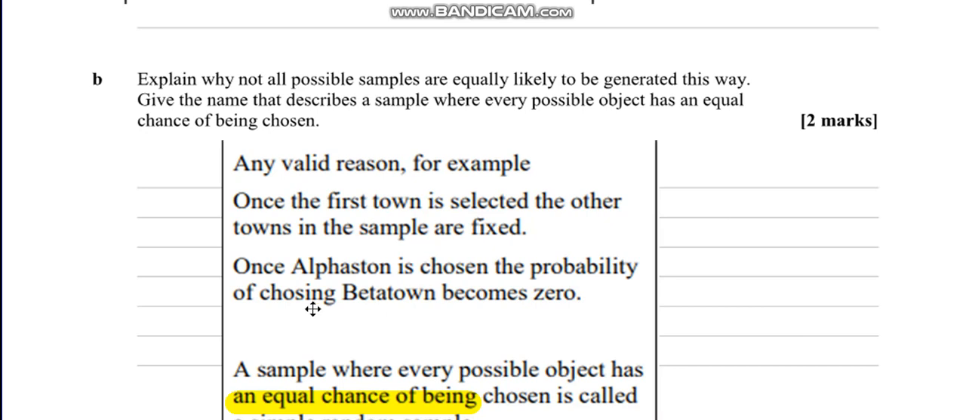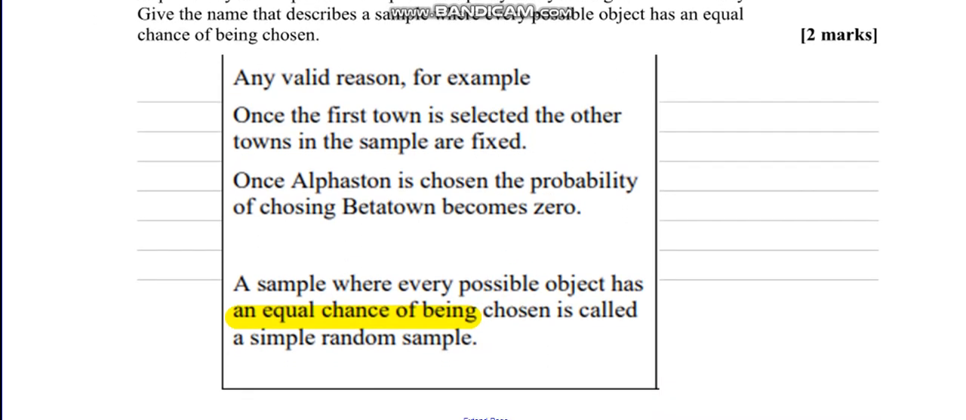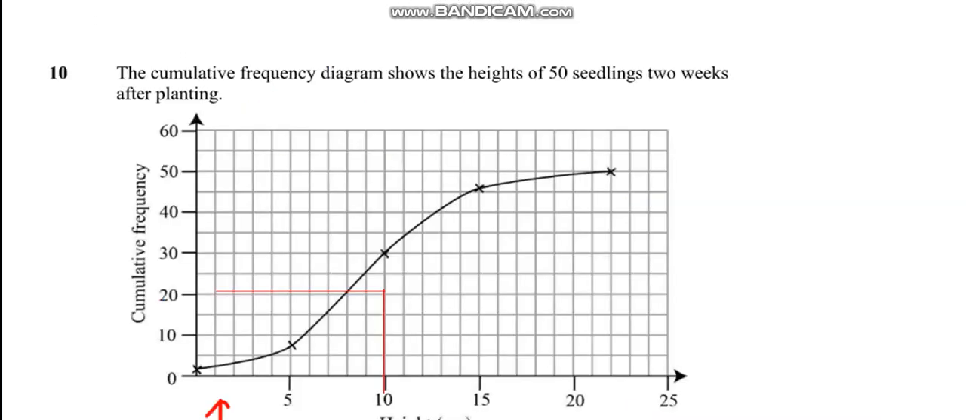Okay, so another way of explaining that is once Alfriston is chosen, the probability of choosing Beta Town becomes 0. So once you've picked the first one, there are some in that sample that are never going to be picked, and there are some in that group that are always going to be picked once you've picked your first one. So it means it's not random. It's not a simple random sample. Okay, question 10.